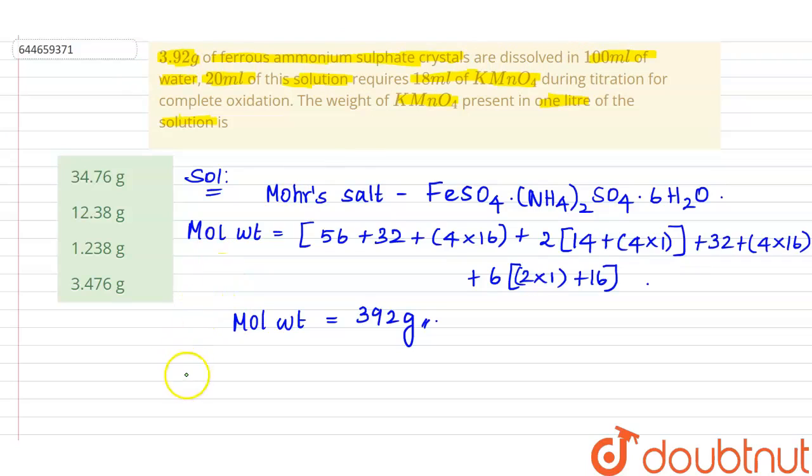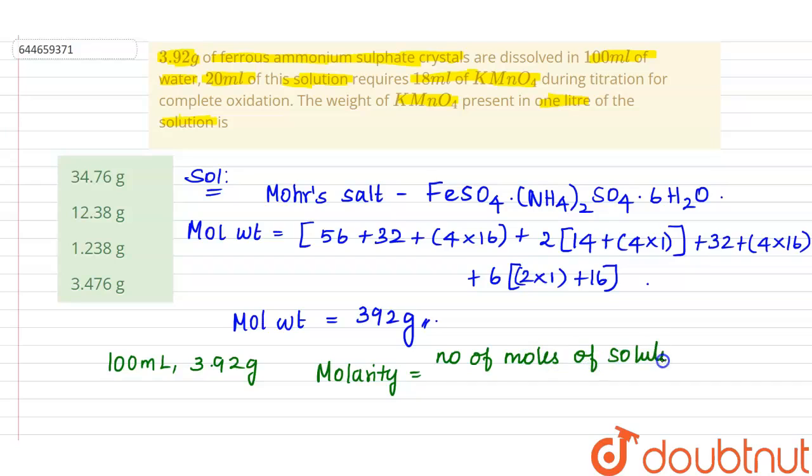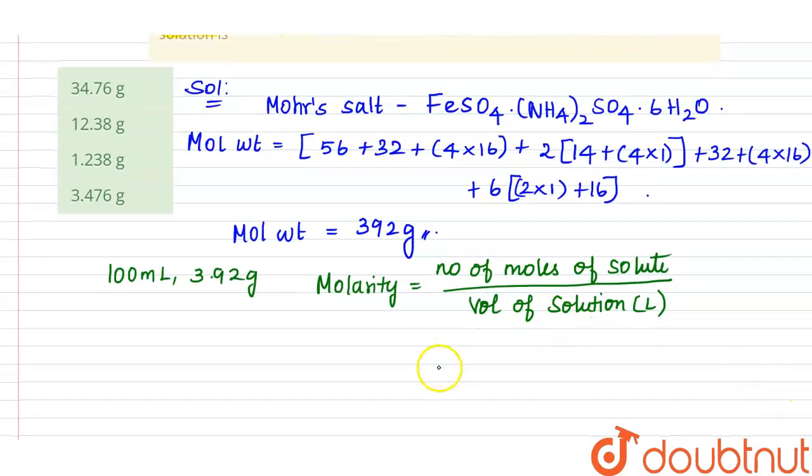Here they gave that 3.92 gram of ferrous ammonium sulfate crystals are dissolved in 100 ml of water. So in 100 ml of water they dissolve 3.92 gram of salt. Then we are going to find out the molarity of the solution. Molarity will be equal to number of moles of solute divided by volume of solution in liter. The number of moles of solute is nothing but the given weight divided by molecular weight. Here the given weight is 3.92 divided by molecular weight 392.